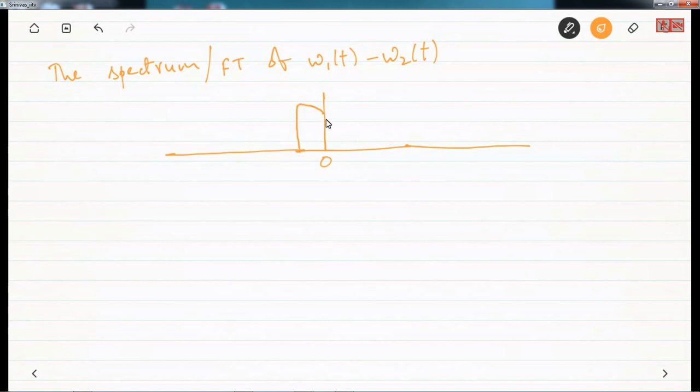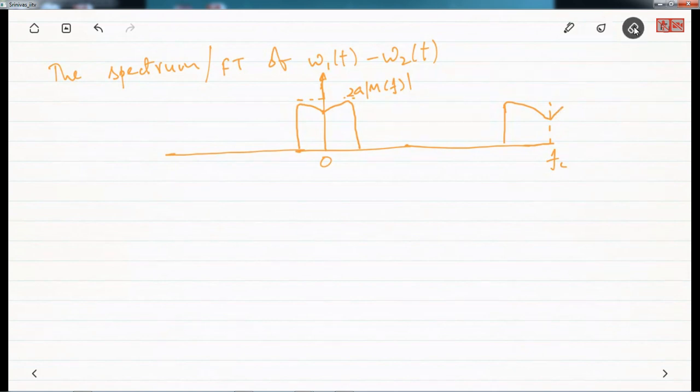Say this is a, so this is 2a into m of f, and then this corresponds to 2a into m of t, and then we have fc. Oh, sorry, my diagram is not that good. Yep. So it should be something like this.